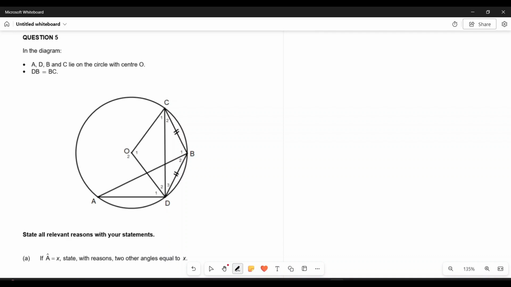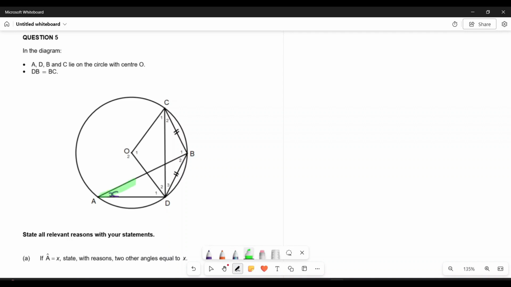Now, if A is equal to X, let me indicate my A with X. So this is my A. If this is equal to X, now state with reasons two other angles that are equal to X, right? Now, first I can see that A is on the circumference, right? So I want you to note something. I'm going to see if I can find an angle in the same segment as A. So let me try and highlight that here.